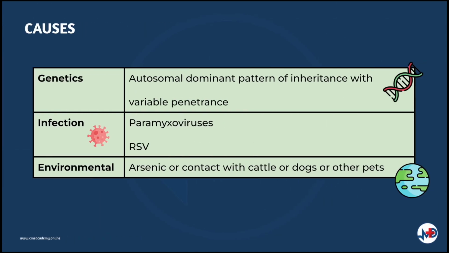The exact etiology of Paget's disease is unknown, though several risk factors have been suggested. A family history of Paget's disease or genetic factors have been suggested. There have been familial clusters. Infection by measles virus and respiratory syncytial virus have been implicated in the development of Paget's disease. Environmental factors also have been hypothesized to contribute to the pathogenesis of Paget's disease. High levels of arsenic and contact with cattle or pets may be contributing factors.